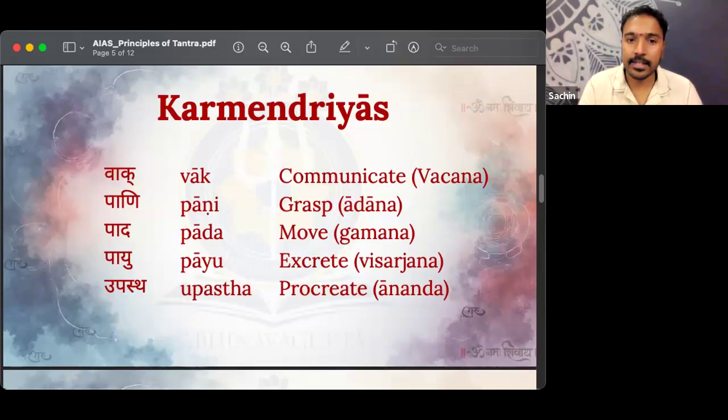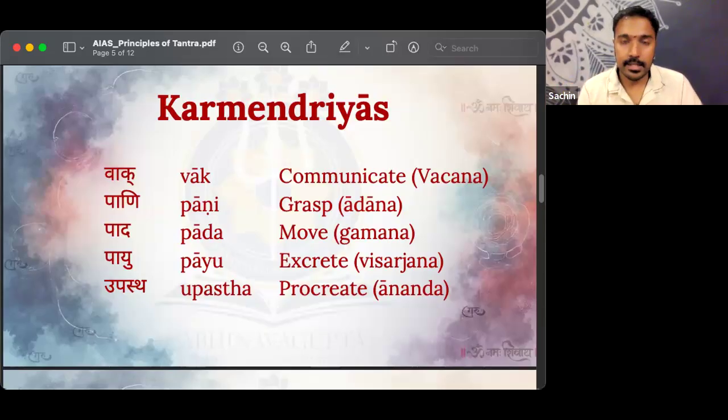Vachana. The function of vak indriya is vachana. And the next one is pani. Pani is for grasping, your hands, which we use to grasp something or to give something, to take and receive something. That's pani. Pada is the next karmendriya which you use to move around. You need to go from one place to another, you use pada. And to excrete, to eliminate every waste which your body doesn't require, is payu. The organs or the shakti which you use to excrete is payu.